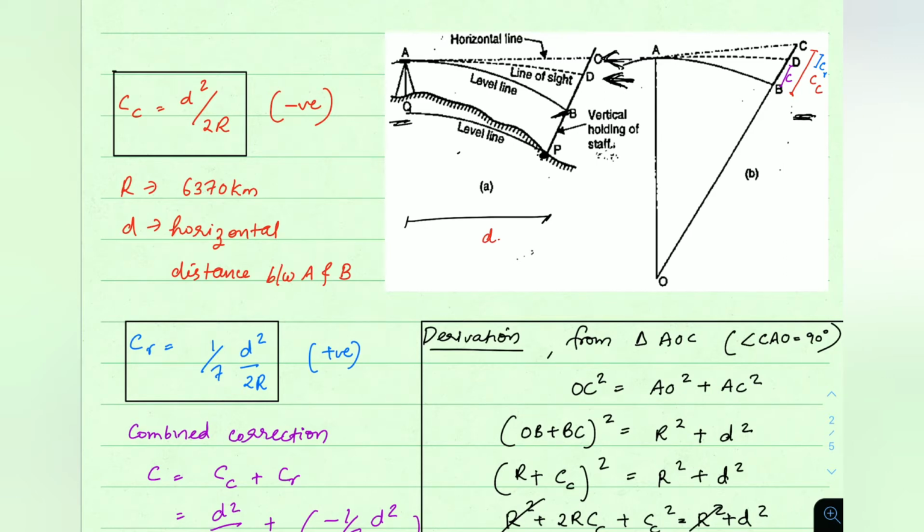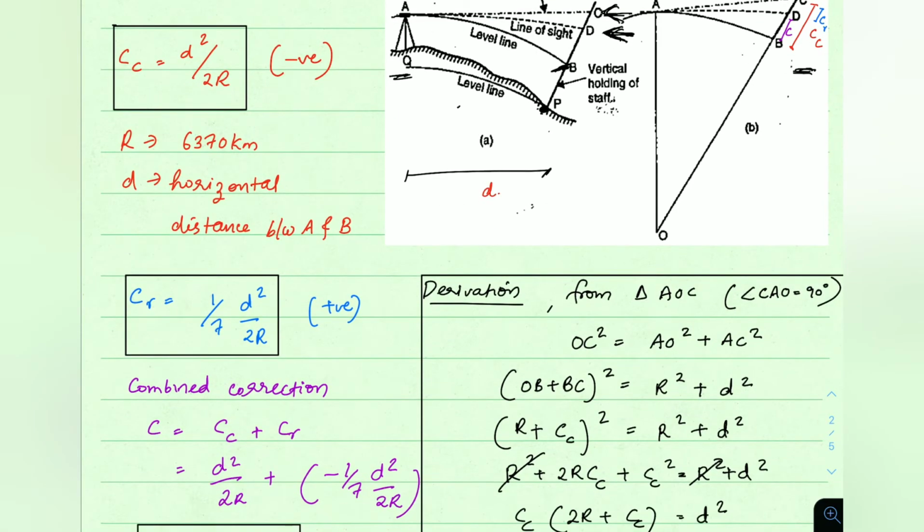So we get two errors, that is due to curvature and refraction. So correction we are giving CC, that is correction due to curvature, as negative, and due to refraction as positive. So we get two corrections. So we have to do the derivation for this. Before that, in a simple manner, you just have to learn that correction due to curvature is d square by 2R. So from this figure, just remember this figure. You get to know that CC is negative. CR, which is correction due to refraction, is positive, which is 1 by 7th of CC. So we'll have 1 by 7th d square by 2R as CR, which is positive.